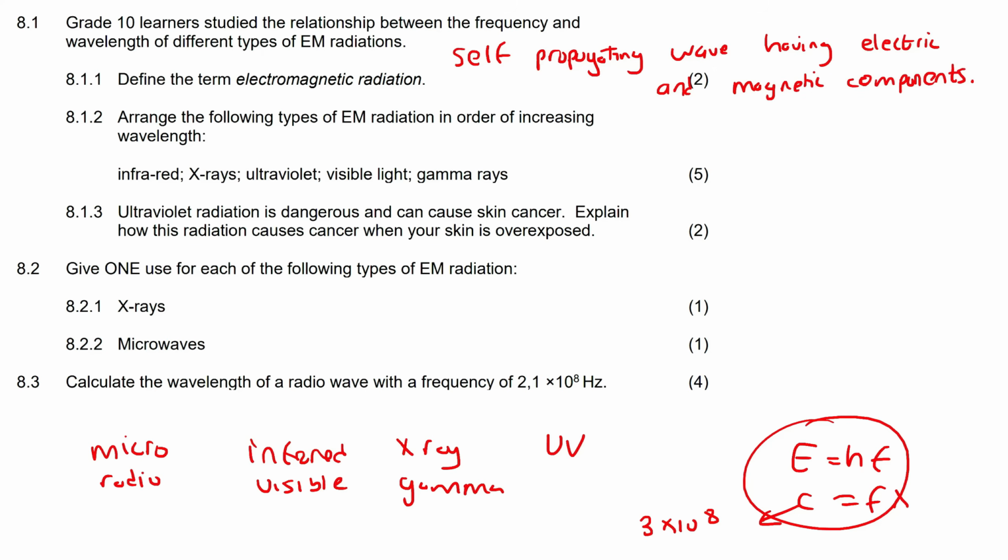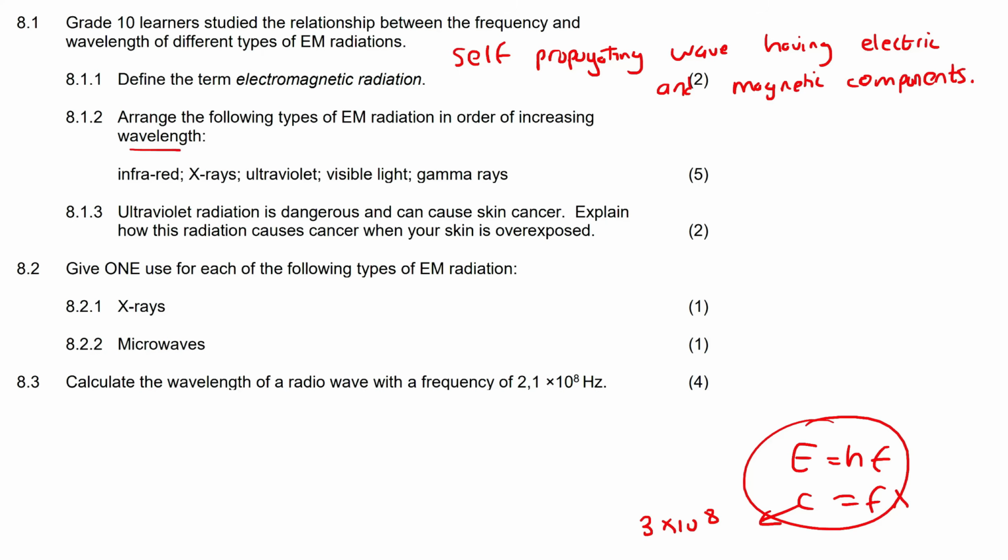Arrange the following types of EM radiation in order of increasing wavelength. Okay, so remember, with these kinds of electromagnetic radiation, we said that there are 7 different types, and if we arrange them, I'm just going to arrange them quickly.